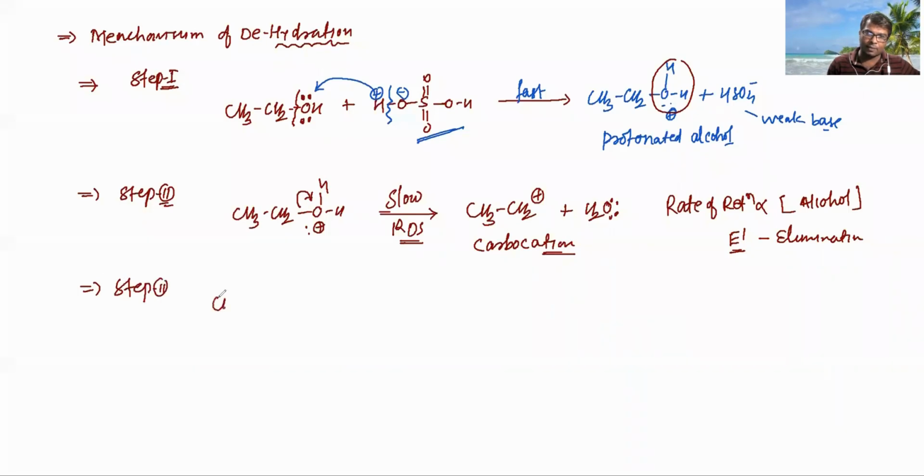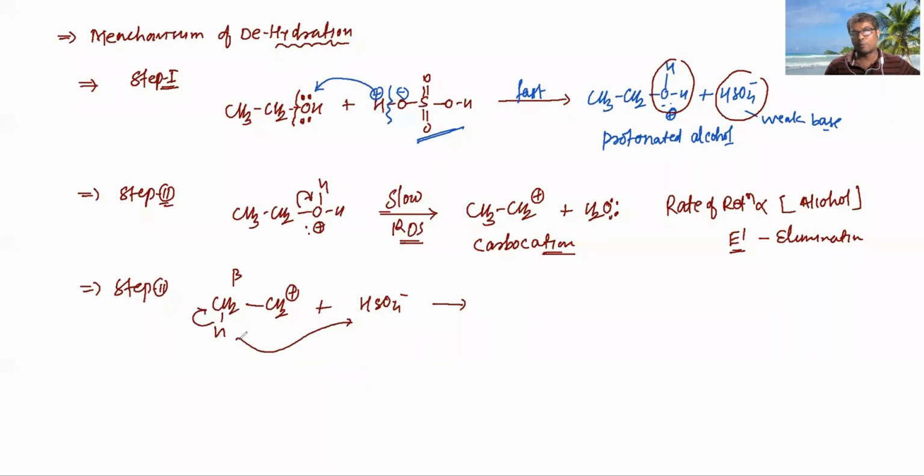In the third step, these beta hydrogens are removed by this weak base. When the beta hydrogen is removed, it donates the lone pair of electrons to the carbon, and that's why the carbon-carbon double bond is formed by deprotonation of the carbocation, plus H2SO4 is again generated. Here the H2SO4 is used, and at the completion of the reaction, H2SO4 is regenerated.